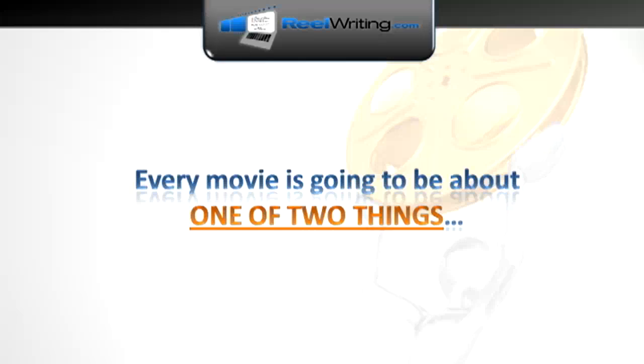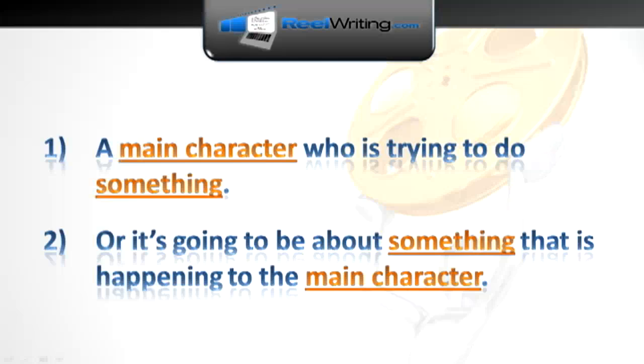You see, every movie is going to be about one of two things. A movie will be about a main character who is trying to do something, or it's going to be about something that's happening to the main character. That's it. Every movie will fall into one of these two categories. Like I said, this concept is going to seem so simple on the surface, but it's actually much more complex than it appears to be. Because in fact, the truth is something else. And this is the key to writing multi-layered movies with complex plots and deep three-dimensional characters.